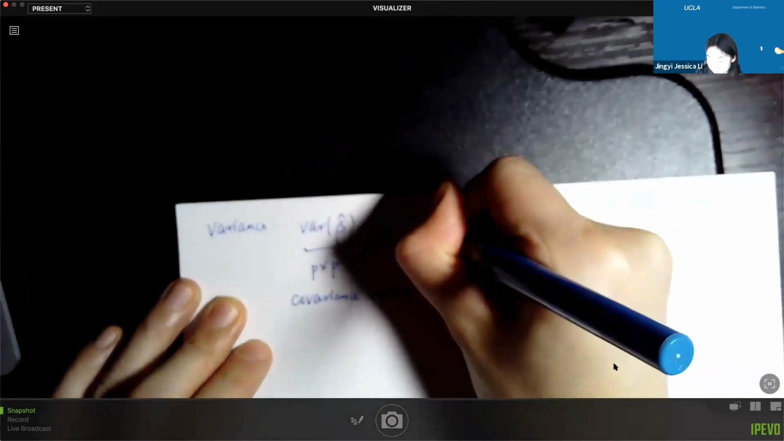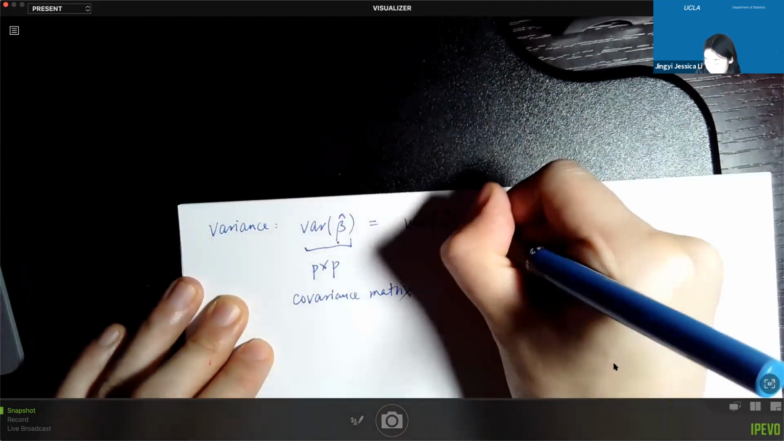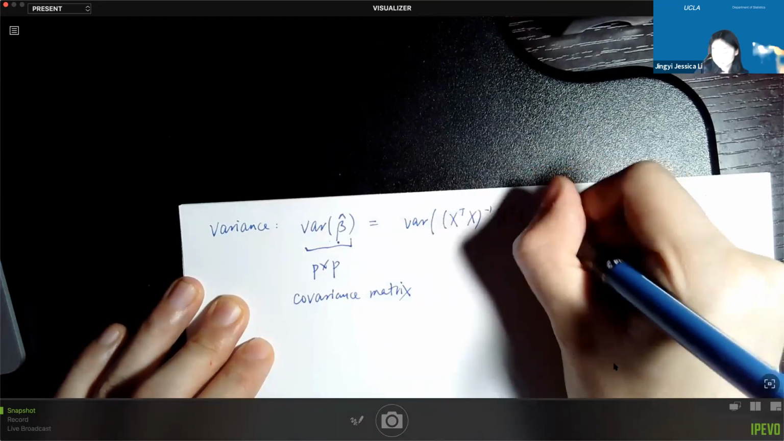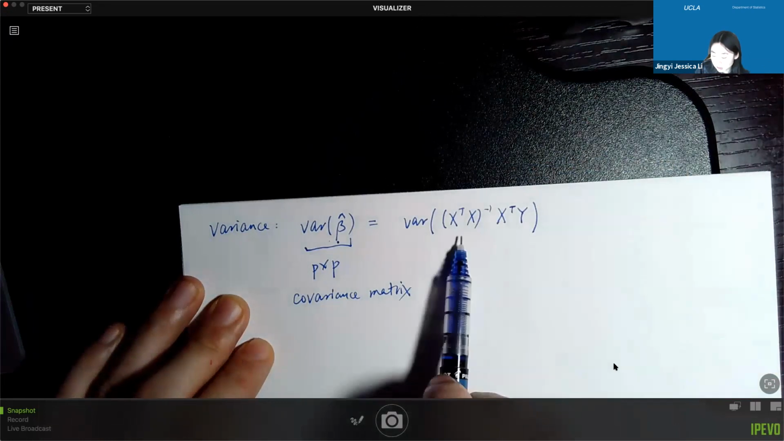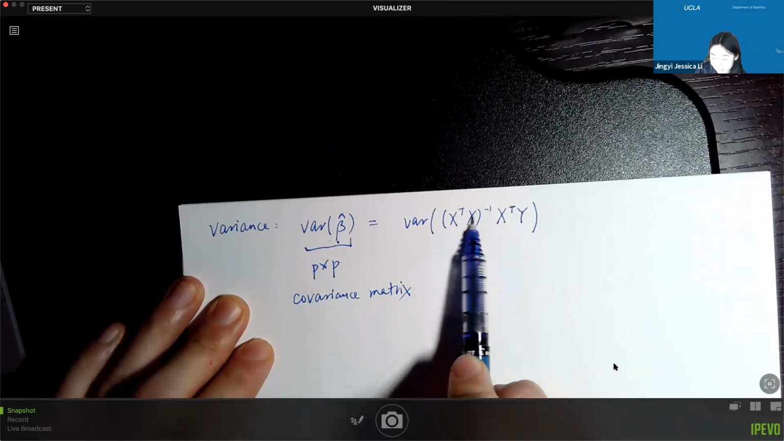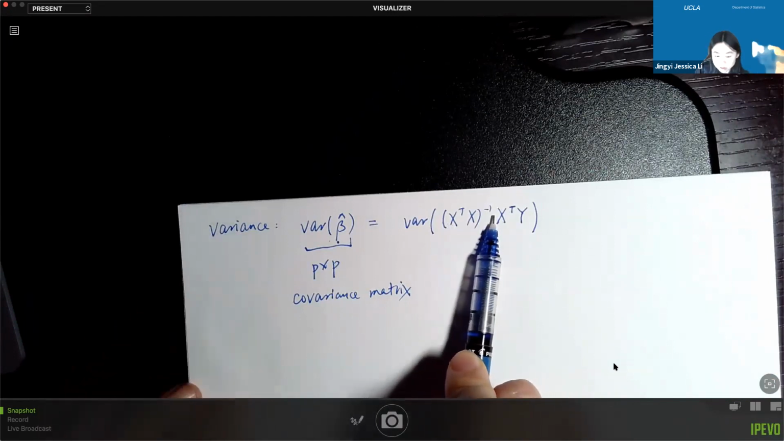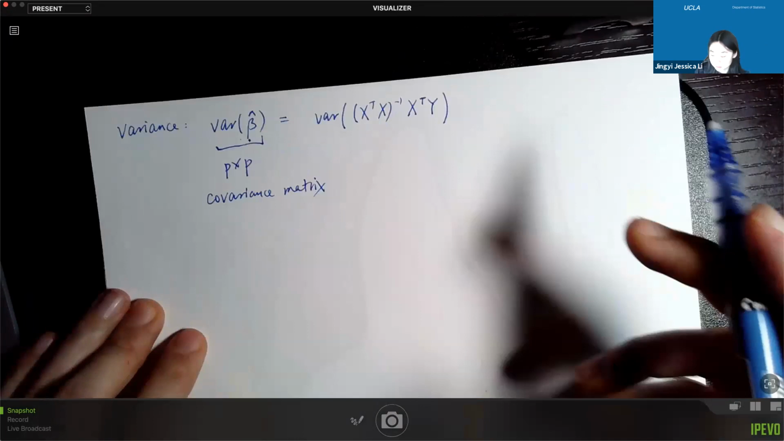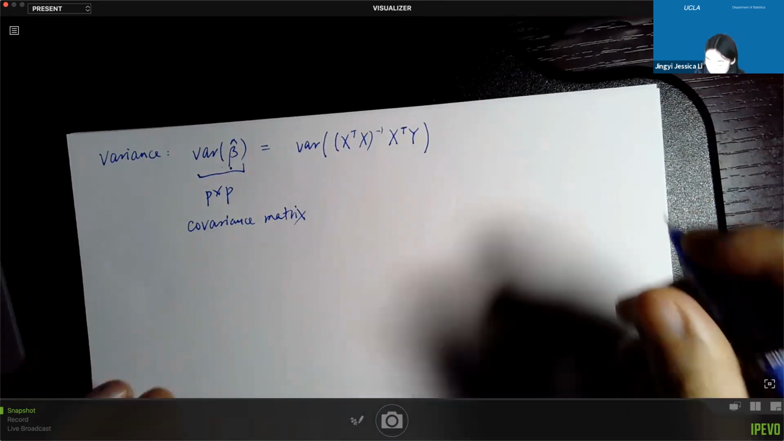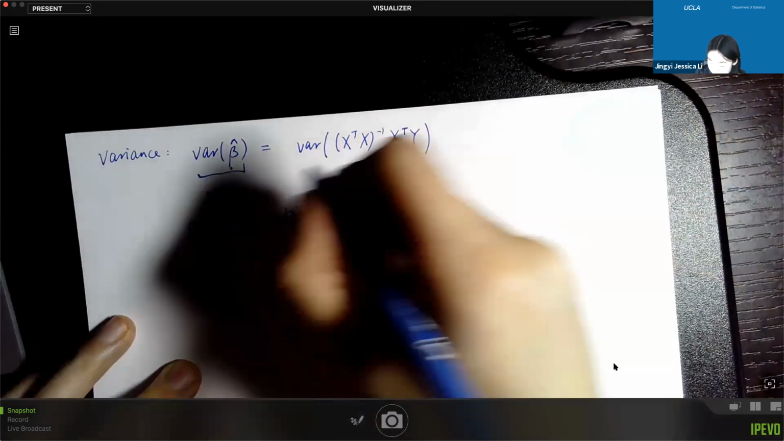And now let's use that formula again: X transpose X inverse X transpose Y. Again, here the only random vector is Y. But we need to get this out. So here is one thing I want to say about the covariance matrix. We know that in the variance, if it's a scalar, then the scalar multiplier will be squared once it gets out of the variance. And here we have something similar. So this is a property, I'm going to write it here.